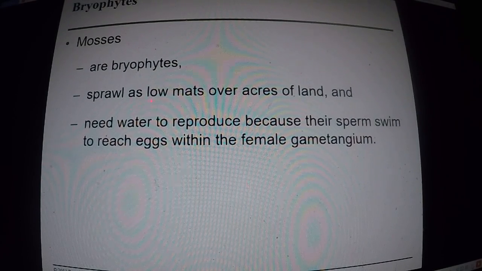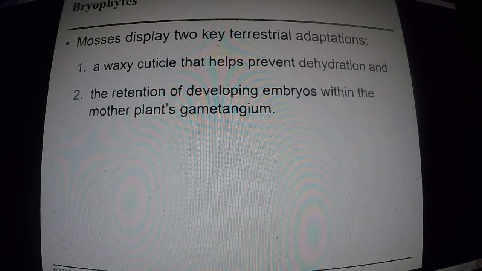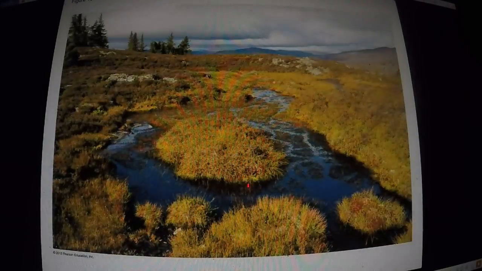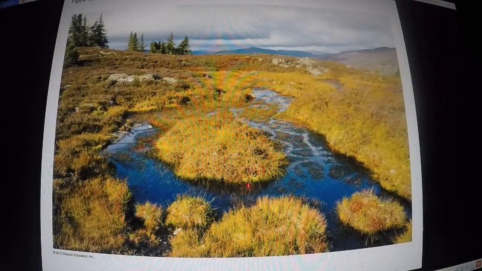Mosses or bryophytes sprawl as low mats over acres of land, and need water to reproduce because the sperm that they produce has to swim to reach the eggs in the female gametophyte. They have a waxy cuticle to help prevent dehydration and retain the embryos within the mother plant's gametangium once fertilization has occurred. There's some mosses. All that's missing is some reindeer.